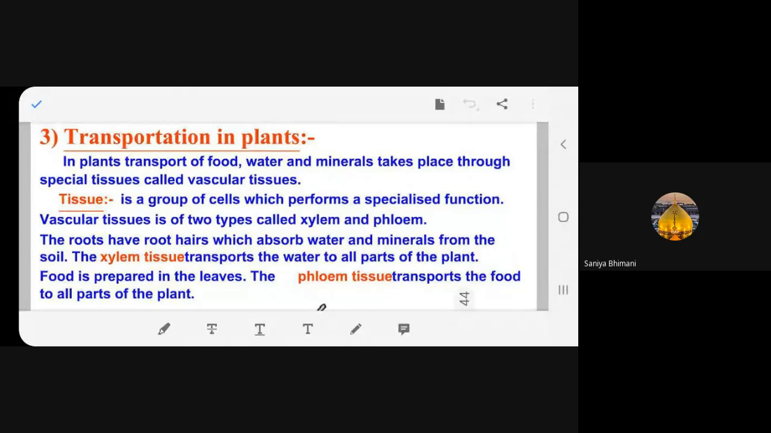Now we will talk about what actually the tissues are. What is the definition of tissue? Tissue is a group of cells which has some special functions. If I give you an example, the epithelial tissue, the top tissue, the skin is the epithelial tissue, right? It's a group of cells. What is the function? It covers the body.